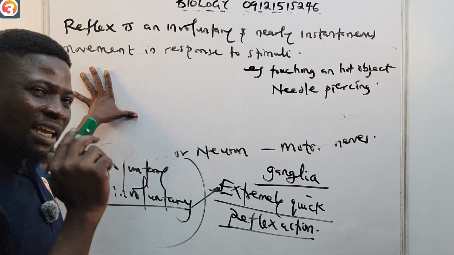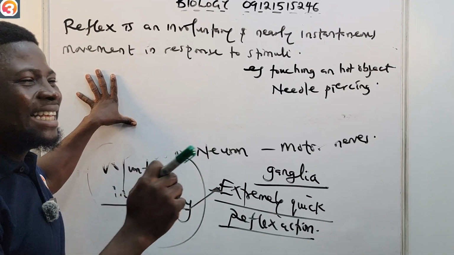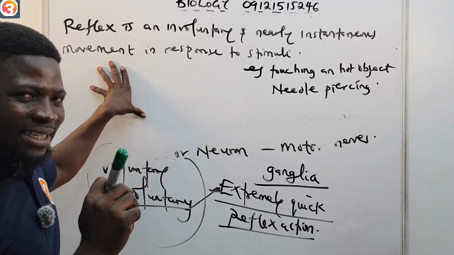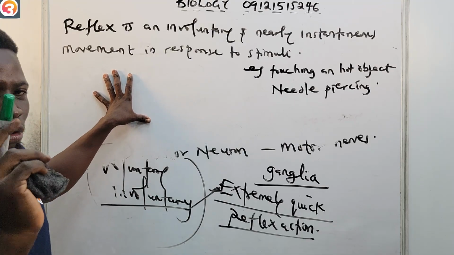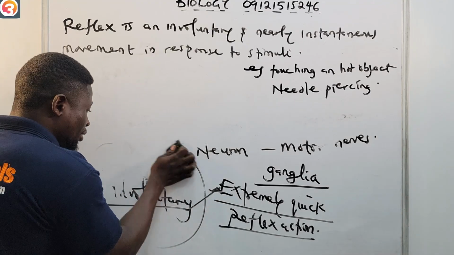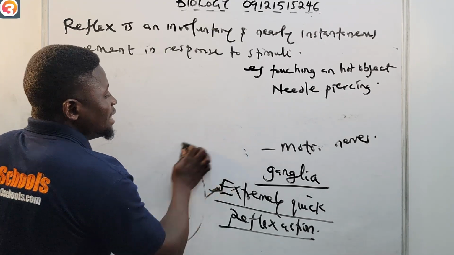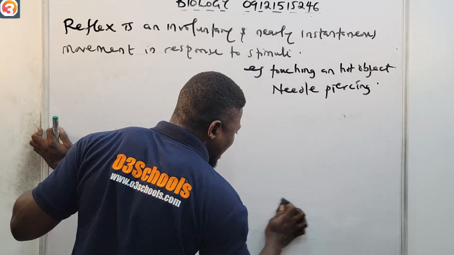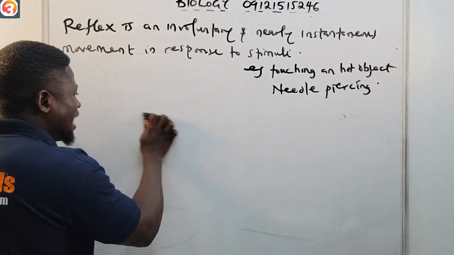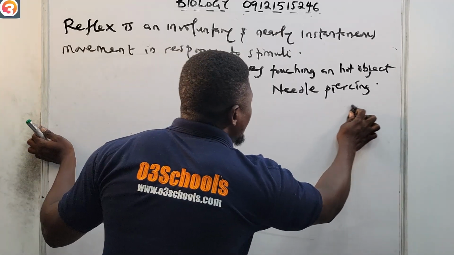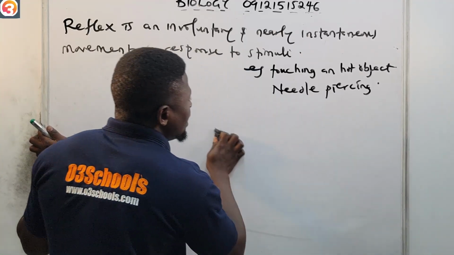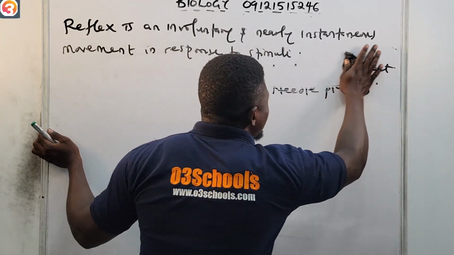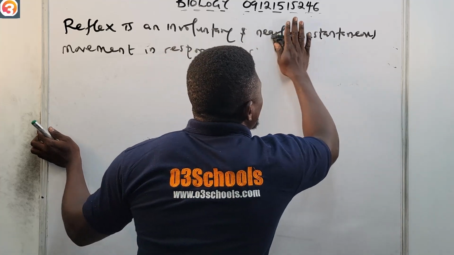So it's an involuntary and nearly instantaneous movement in response to stimulus. Now reflex action is different from reflex arc. Reflex action is different from reflex arc. If I'm an examiner, this is where I will catch you. They are different, and I'm going to make it very easy for you to understand.